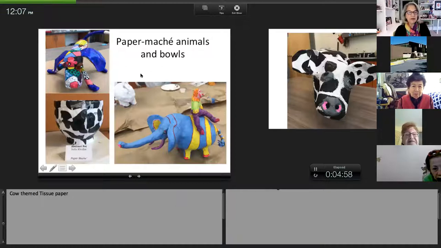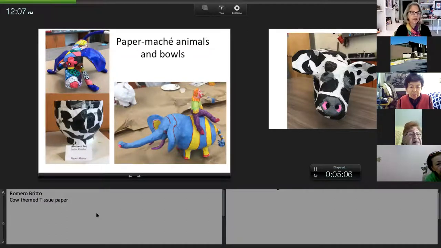And a few more that you probably remember. The one on the top right is patterned after the artist Romero Brito, who uses lots of bright colors and patterns. And the bowl, we used a cow-themed tissue paper to decorate that bowl. And of course, on the bottom right, we have Judy Knight's wonderful circus elephant.